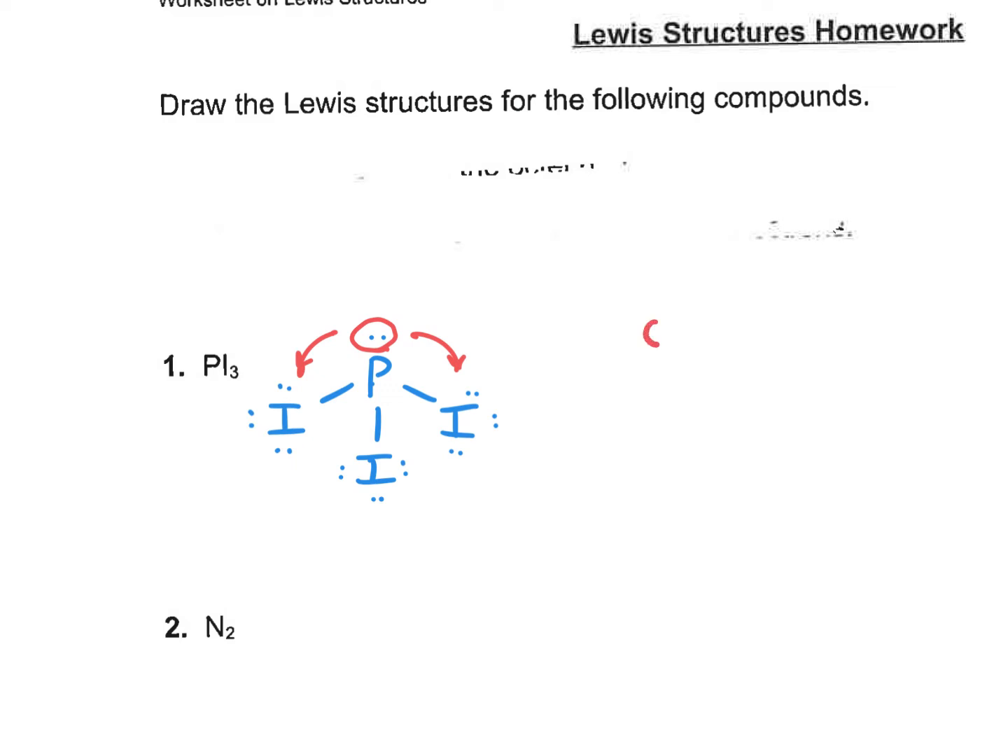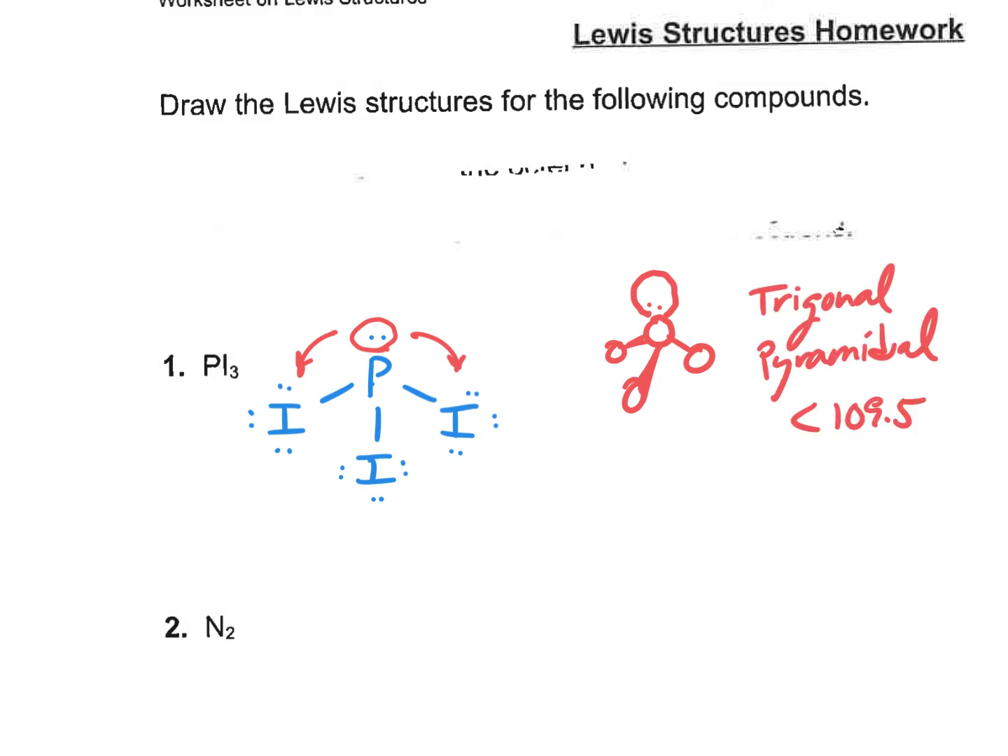The ball and stick model would look something like this, attempting to draw this in 3 dimensions with the lone pair there. Remember, the lone pair actually takes up space, so the shape is going to be trigonal pyramidal. All right, so trigonal pyramidal, and the bond angles there will be less than 109.5. If it was a simple tetrahedral structure, the bond angles would be exactly 109.5.